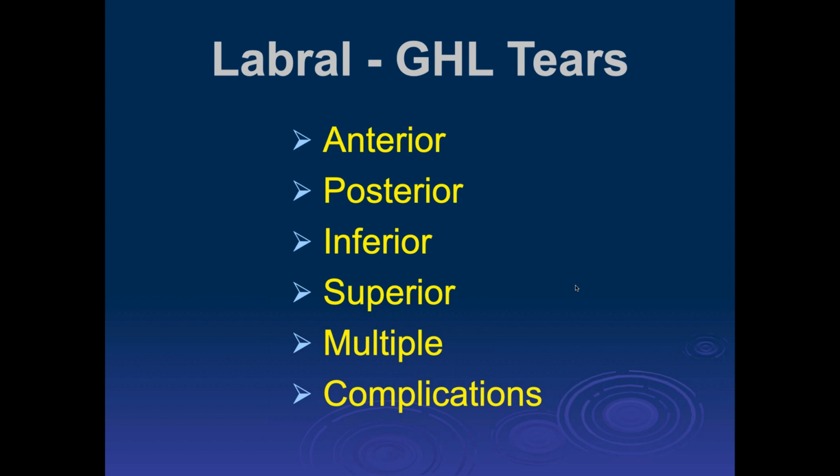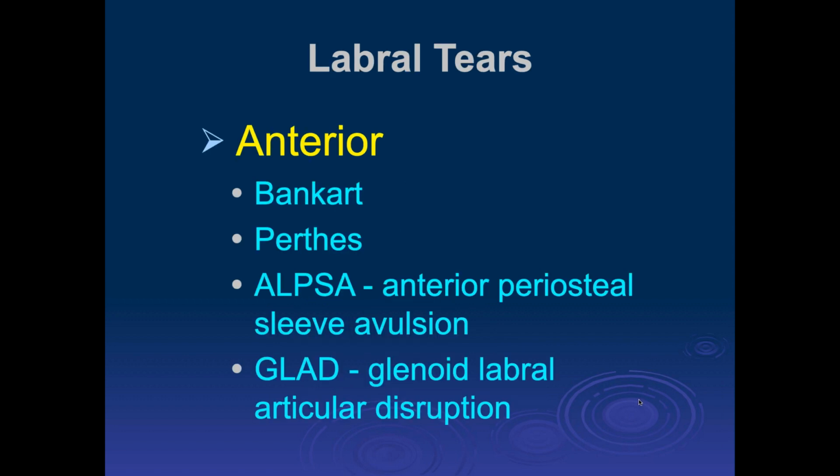Okay, so we can look for tears, and here for instability patterns we look at anterior, posterior, inferior, superior. You can have multiple areas of injuries, and then we'll look at some of the complications that you can get into with these instability patterns. So labral tears in the anterior area, we look for Bankart injuries, Perthes, ALPSA, anterior periosteal sleeve avulsion, and GLAD lesions.